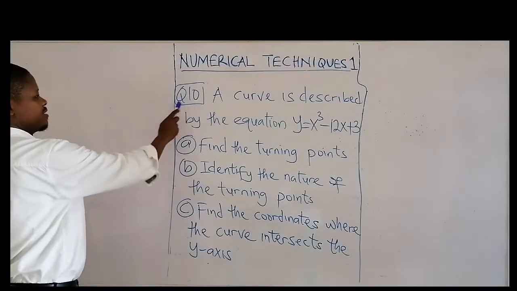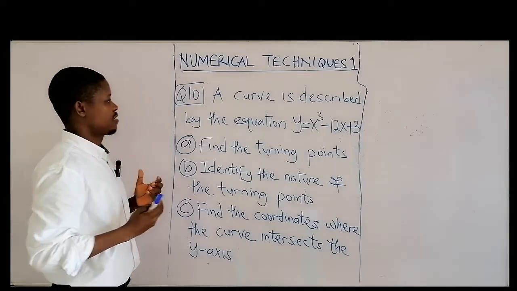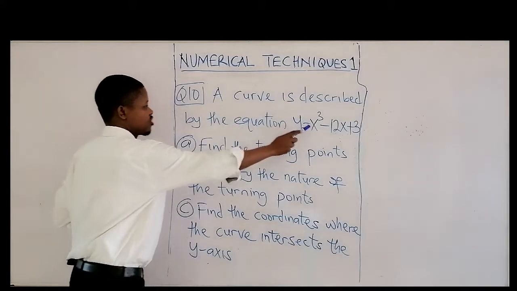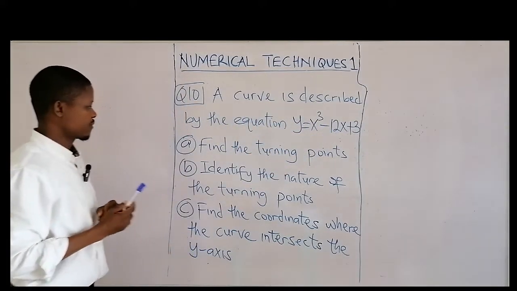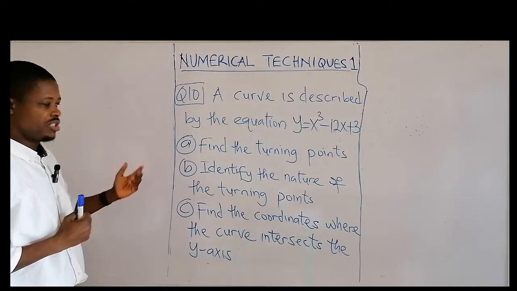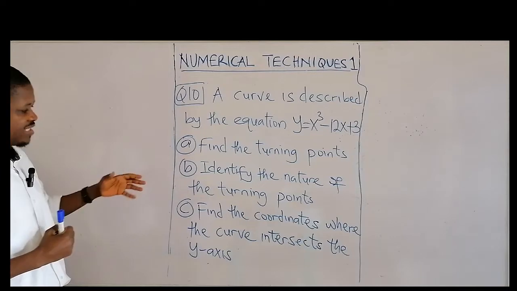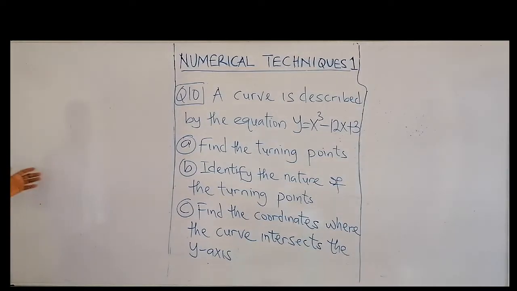For question 10, we have a curve described by the equation y = x cubed minus 12x plus 3. A, find the turning points. B, identify the nature of the turning points. And C, find the coordinates where the curve intersects the y-axis.